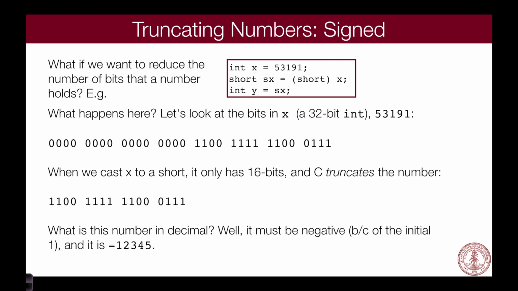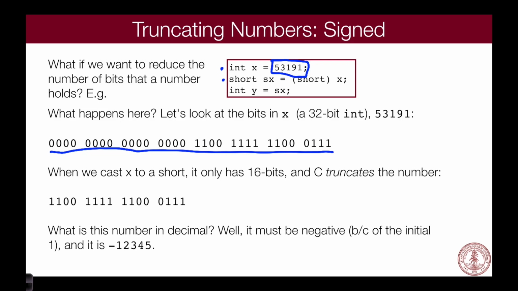Okay, a couple more things. When we truncate numbers, if we want to reduce the number of bits, in other words, if we want to go from an int to a short, we may lose some information. It turns out that 53191 is too big to fit in 16 bits. Okay, 53191 is this. It is that number right there.